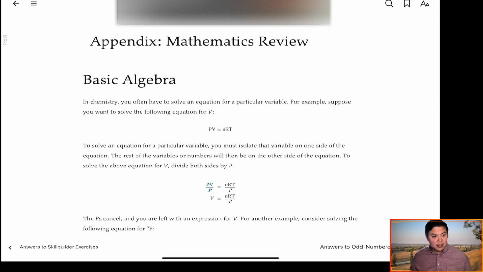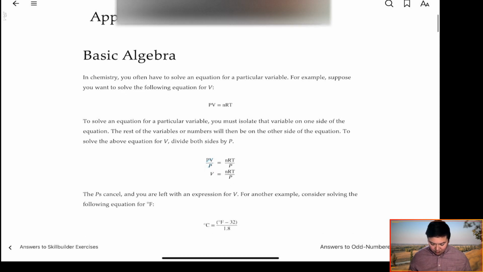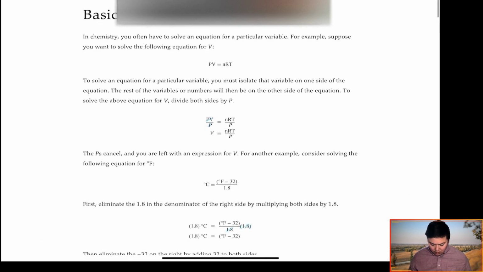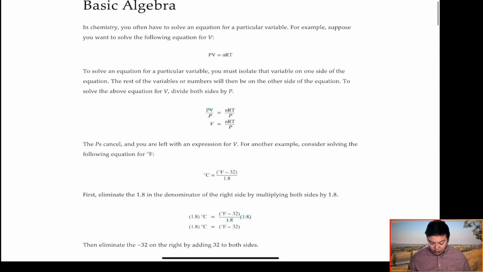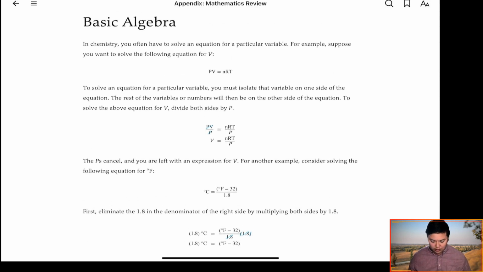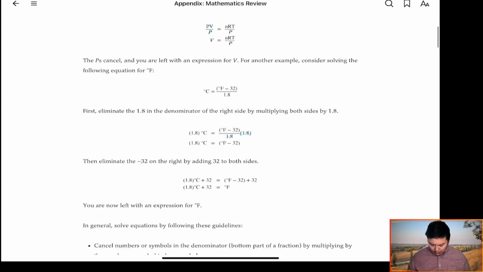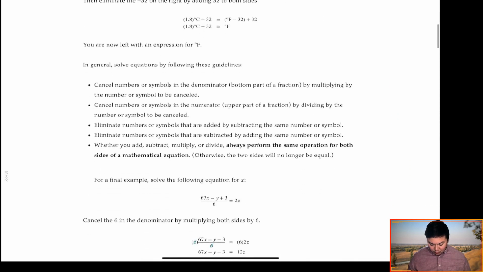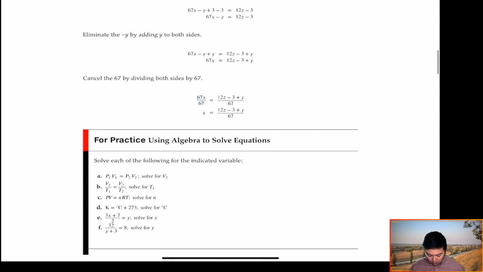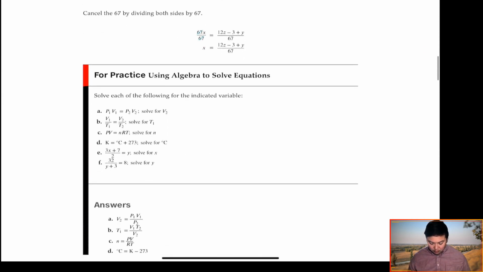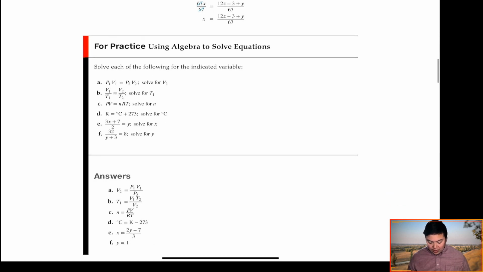So there's this appendix. You can see my research advisor is calling. I'll call him back though. It takes you through basic algebra using the ideal gas law equation. I would go through those. I would look up the YouTube videos from Khan Academy for algebra and run through those. Oh, here are some practice problems.